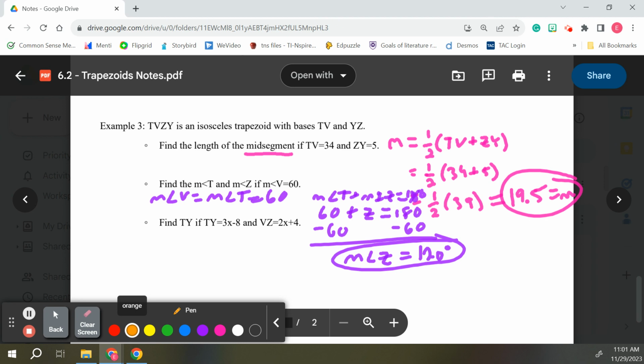Find TY if TY is 3x minus 8 and VZ is 2x plus 4. So we're talking about those legs. We're going to set those equal to each other. So 3x minus 8 equals 2x plus 4. You guys can work out the algebra, but in this case, x is going to equal 12. Because in this case, the legs, remember, are congruent.